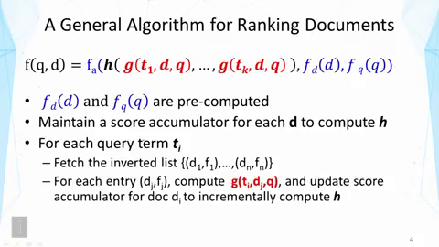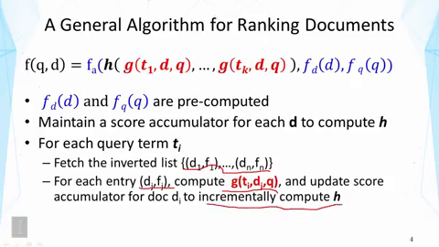Well, for each query term, we're going to fetch the inverted list from the inverted index. This would give us all the documents that match this query term. And that includes d1, f1, and through d n and f n. So each pair is a document ID and the frequency of the term in the document. Then for each entry, d sub j and f sub j, a particular match of the term in this particular document, d sub j, we're going to compute the function g. That would give us something like a TF-IDF weight of this term. So we'll compute the weight contribution of matching this query term in this document. And then we're going to update the score accumulator for this document. And this would allow us to add this to an accumulator that would incrementally compute the function h.